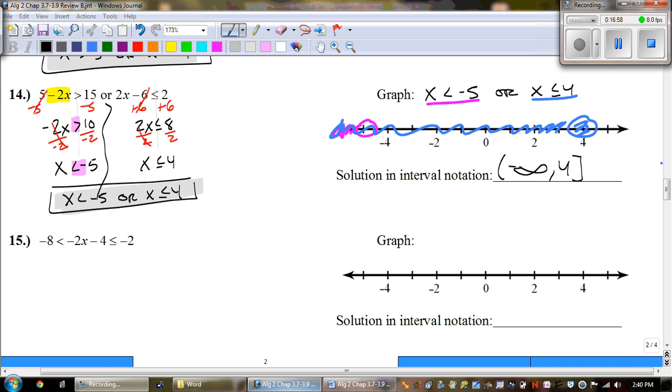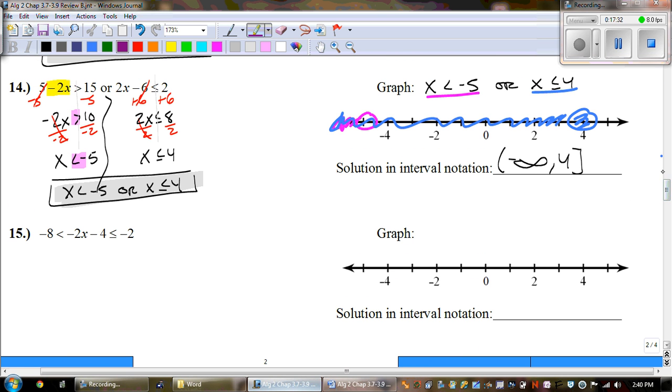Okay, so when we solve the left side, we get x is less than negative 5. Remember, when we divide by a negative right here, we have to flip the sign. Okay? Then we add 6, divide by 2, x is less than or equal to 4. There's my answer. And then here's our graph. All right? Both sides end up being shaded to the left. So in interval notation, we have negative infinity to 4. And at 4, we have a bracket because it's closed.